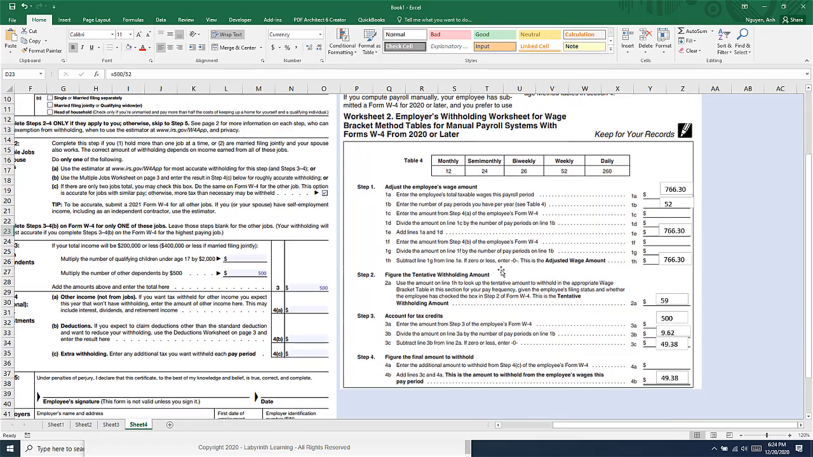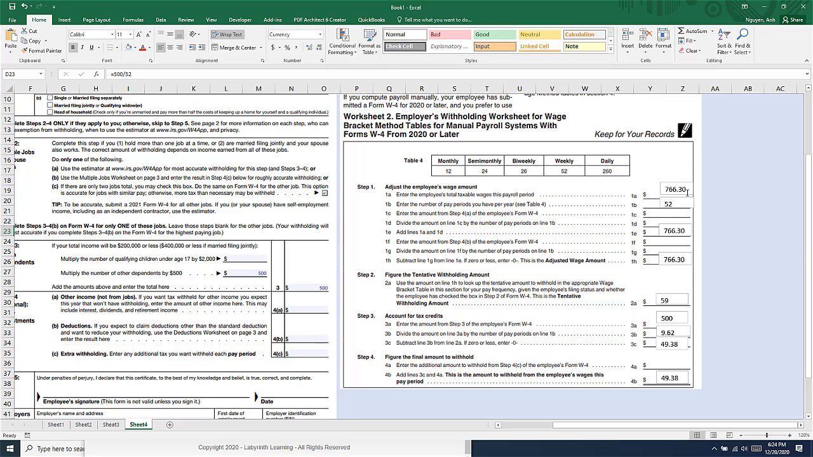And on here, there are different steps. First is the employee's wage amount. Now, this worksheet is not needed for this example problem, but I want to show it here as a reference for you to understand. And you may need to do this worksheet in other assignments, all right?